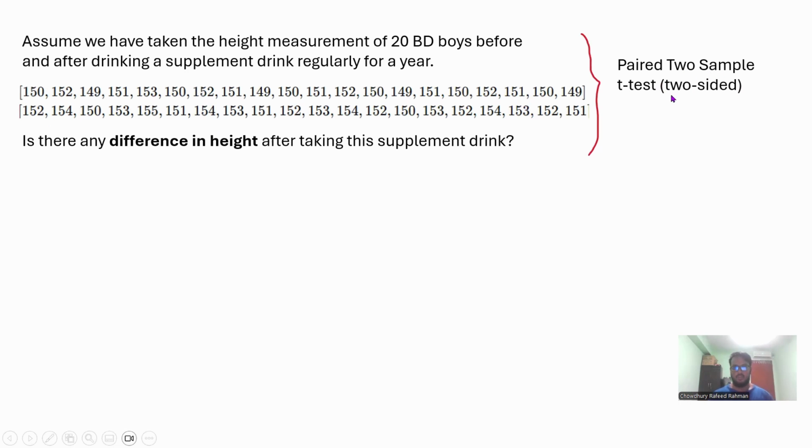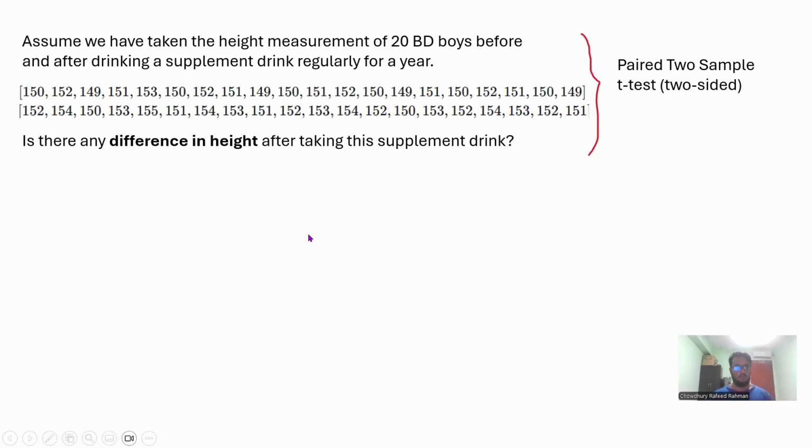Finally, why is it two-sided? It is because we are only trying to measure if there is any difference in height. Now that height difference can be smaller, that means it can be the left extreme, or it can be significantly larger. It can be the right extreme as well. But we don't know which one it is. We just care about the difference, the significant difference.